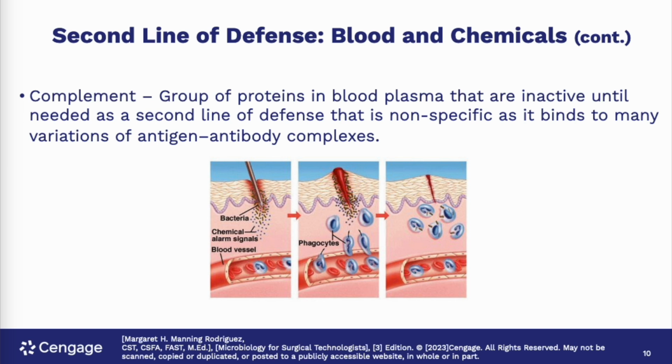When we look at complement, these are a group of proteins in blood that are activated when needed to fight infection. They help break down bacterial cells in a process called the complement cascade, which enhances phagocytosis by coating pathogens. This system works as part of the innate immune response and does not require antibodies.